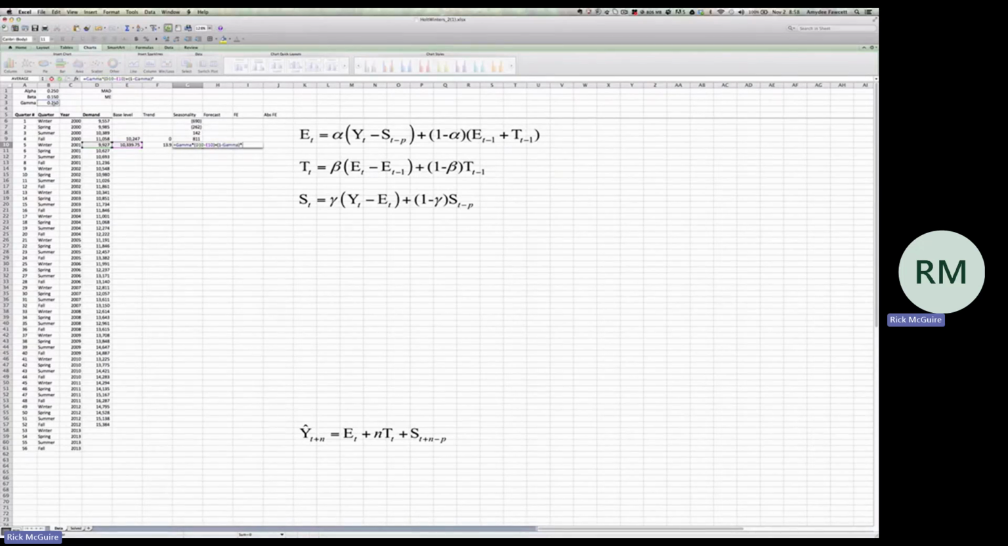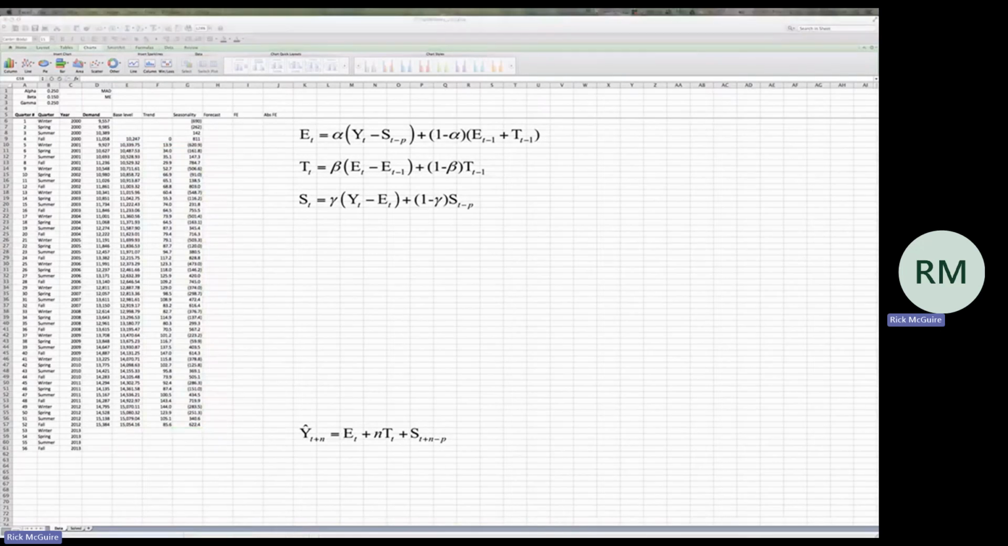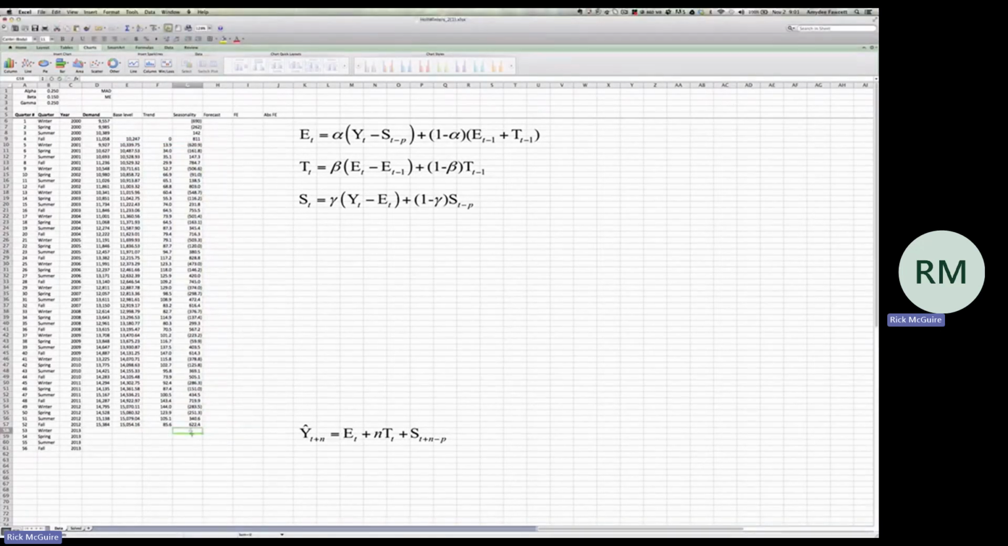So now I've implemented the weighted average calculations for base level, trend, and seasonality. I can simply go ahead and copy these calculations all the way down throughout the remainder of the data set. With that done, I can now proceed to calculate my out-of-sample forecast.